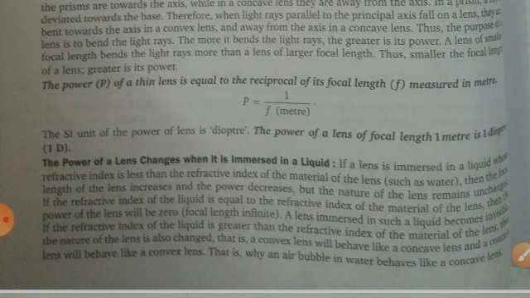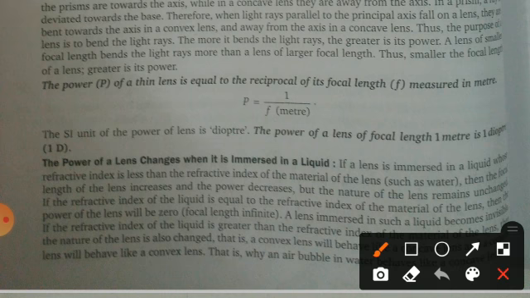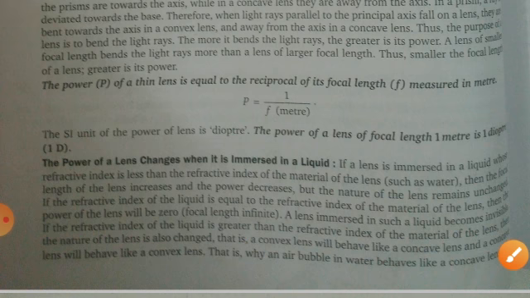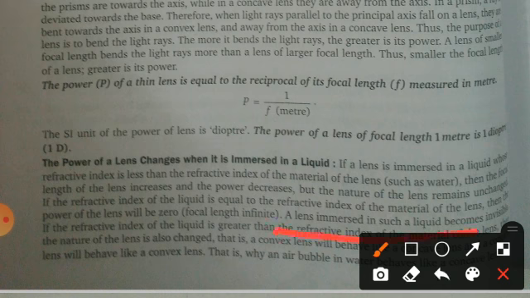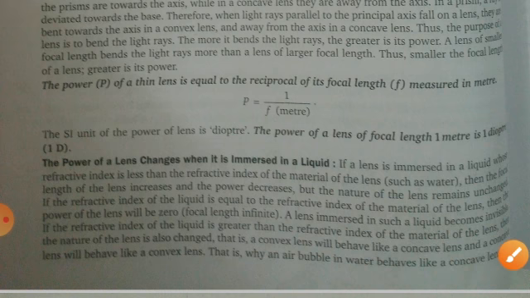Then the nature of the lens is also changed. In that case, what happens? A lens immersed in such a liquid becomes invisible if the refractive index of the liquid is equal to the refractive index of the material of the lens. Fine, this is a very important line, you have to remember this. Then the nature of the lens is also changed.